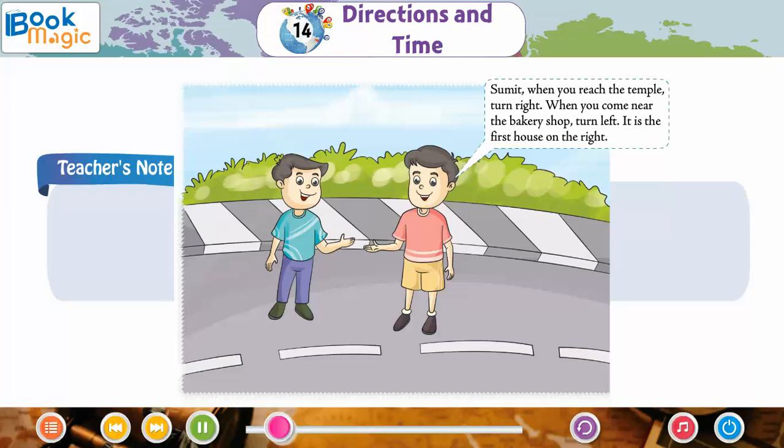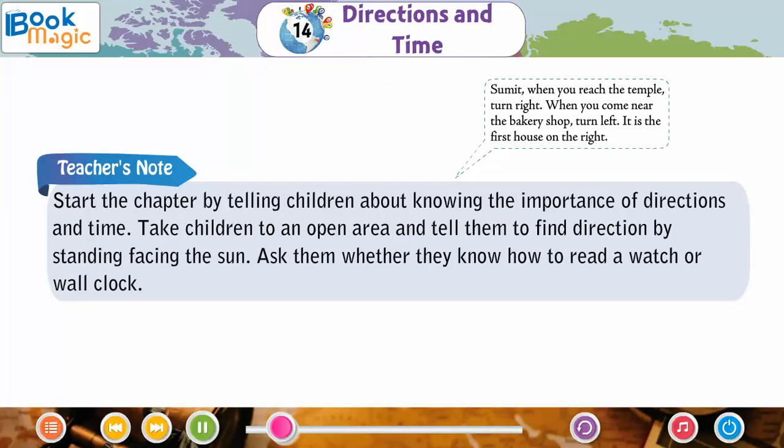Teacher's notes. Start the chapter by telling children about the importance of knowing directions and time. Take children to an open area and tell them to find direction by standing facing the sun. Ask them whether they know how to read a watch or wall clock.